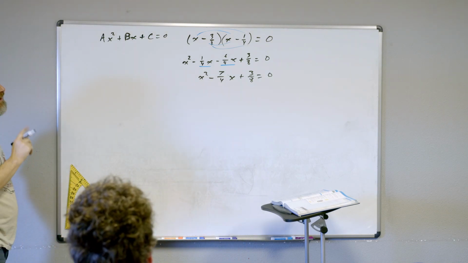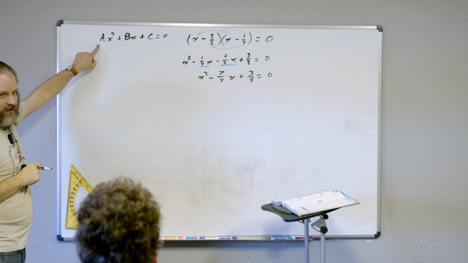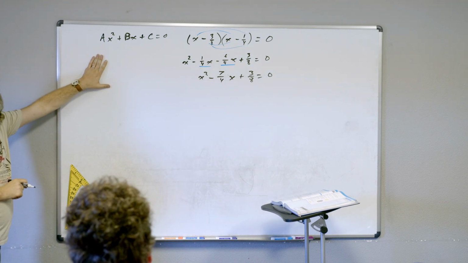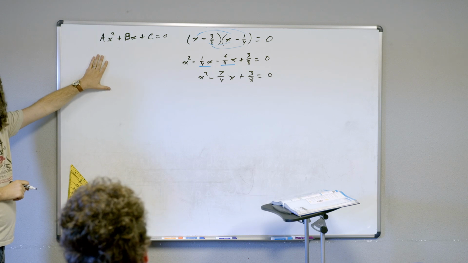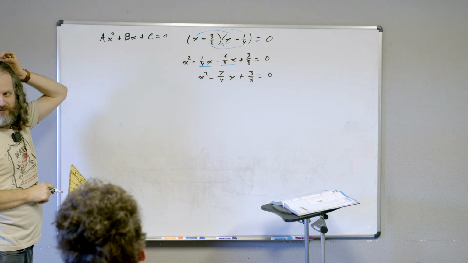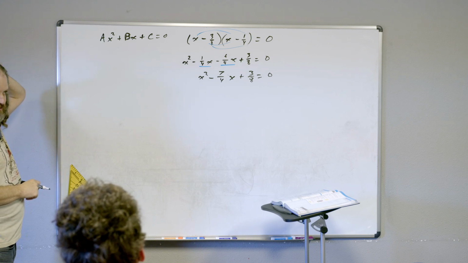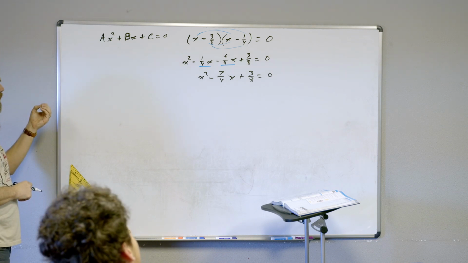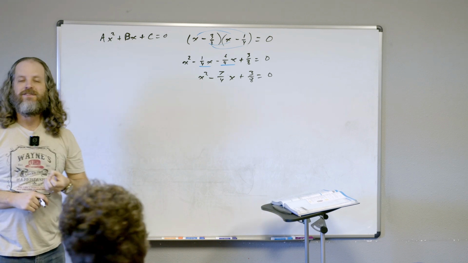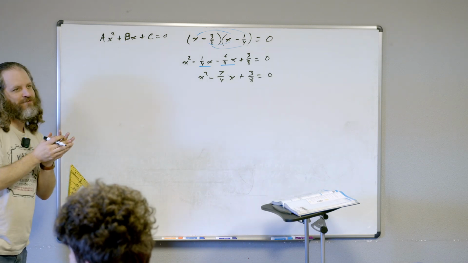In standard form, a has to be positive, which is true. There's one other thing. A, B, and C have to be integers. So no i's, no fractions, no decimals, no square roots. So we're not in standard form yet.